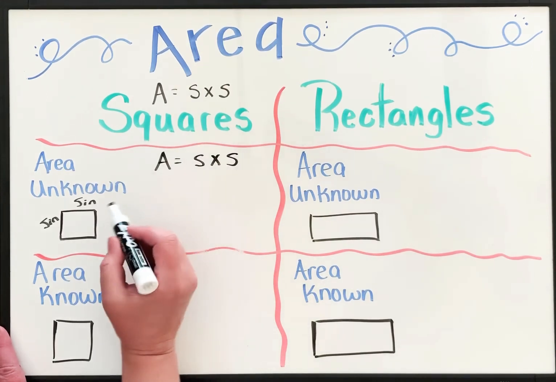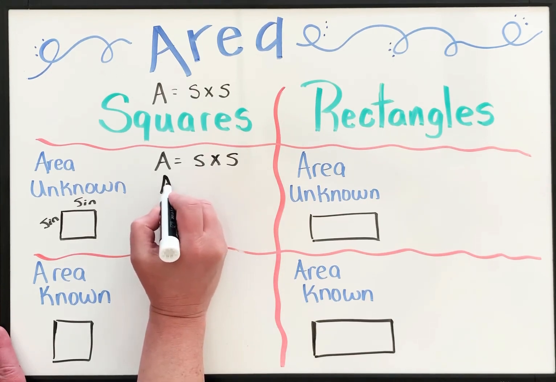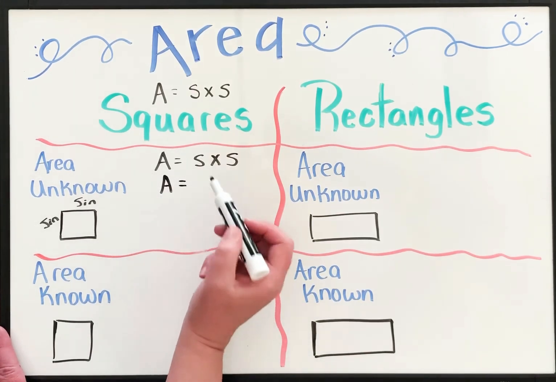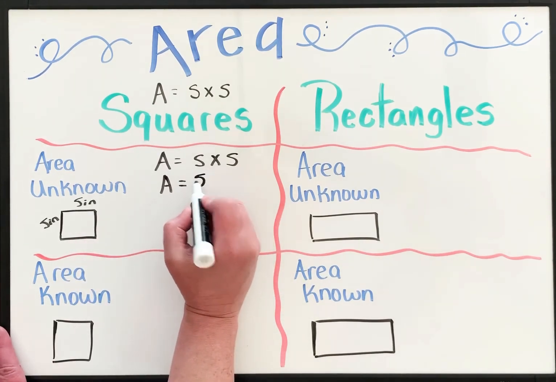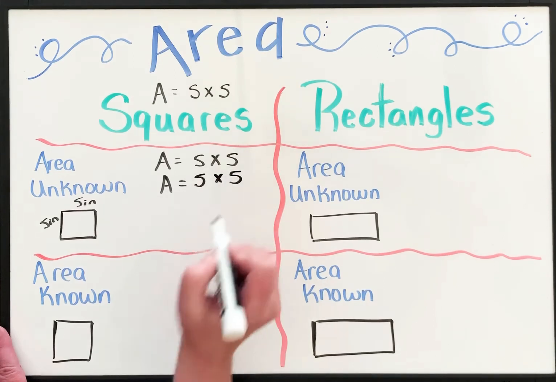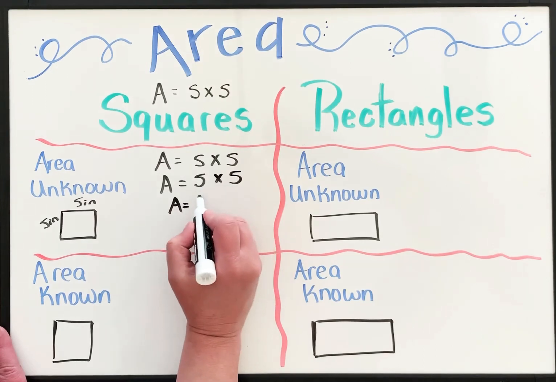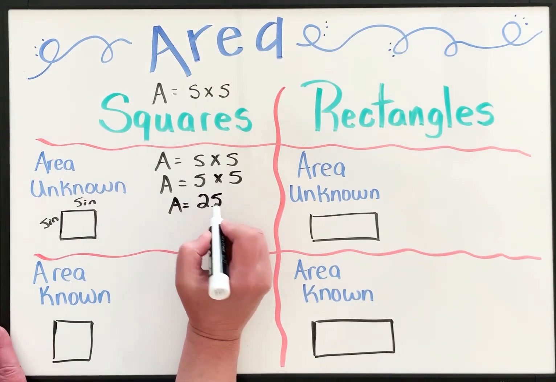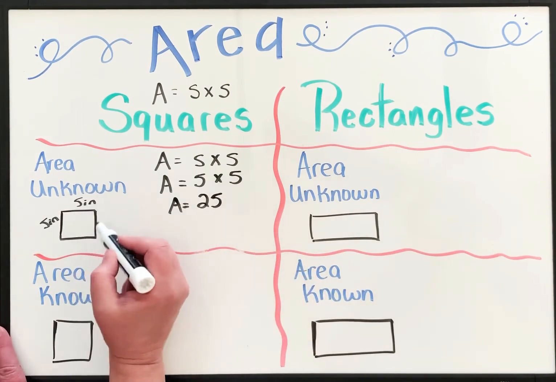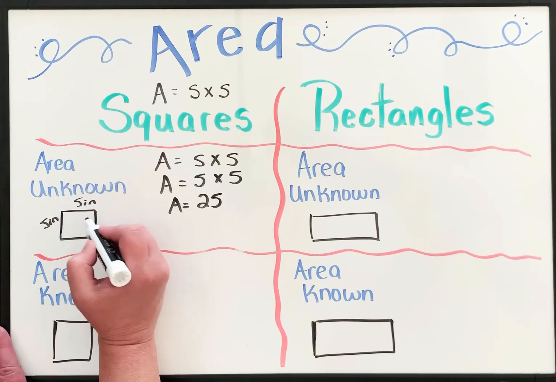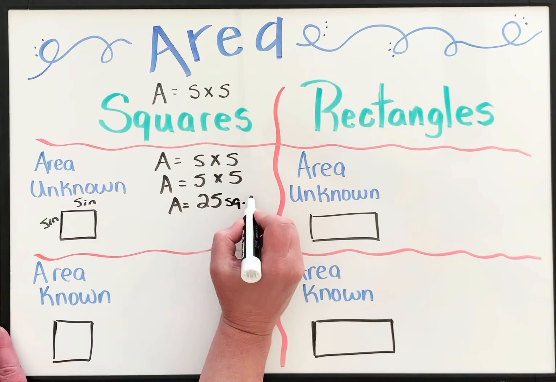Now it's just a matter of plugging my numbers into my formula to solve. So I'm going to write my A again. This time for my S's, I'm going to put my numbers. One side is 5, and since this is a square, so is my other side. Now I'm going to do the math. I know that 5 times 5 gets me to 25, but I am not finished until I write my unit of measure. Area is written in square units because it's the inside of your polygon, and these are in inches.